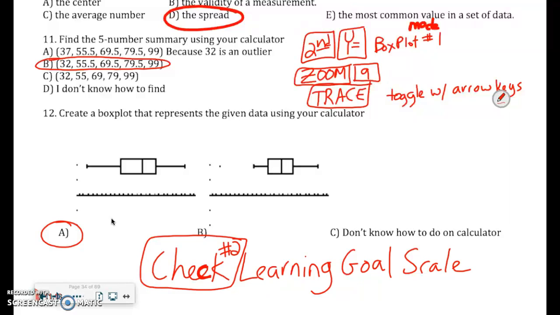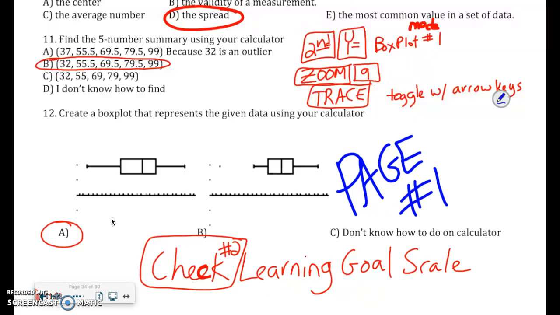Then after that, I'm going to ask that you guys just complete page number 10 from the blue packet, which the sub should have for you. We're starting our review for our test.